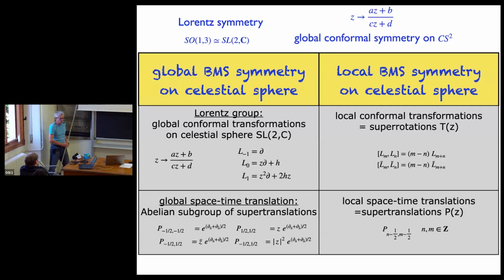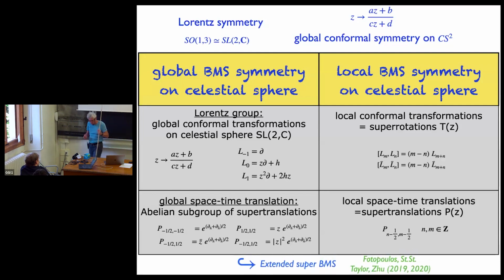You can construct them on the celestial sphere, and they actually come from certain soft modes of conformal operators of spin 2 and spin 1 fields. And when you also take fermions into account, you can construct the symmetry generators related to spin 3/2 and spin 1/2 fields, and that gives you this extended super BMS group.